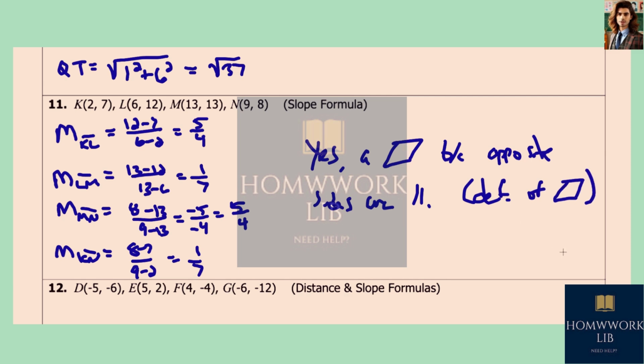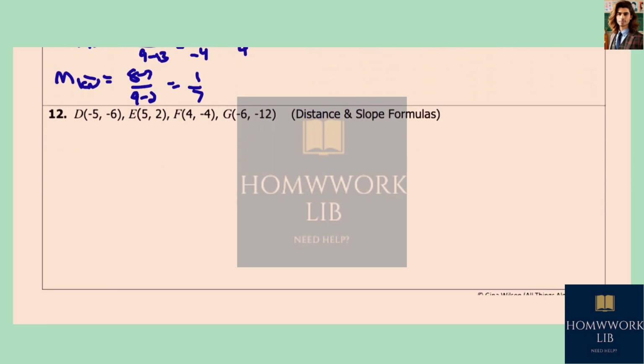And the last one, you can use distance and slopes if you pick one pair of opposite sides. So let's pick D and F. We would find DF's length. Actually, that would be a diagonal. So what we will do is find DE's length, and then its opposite side FG, and then we will find the slope of DE and the slope of FG.